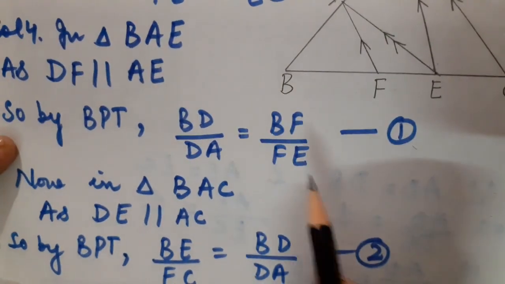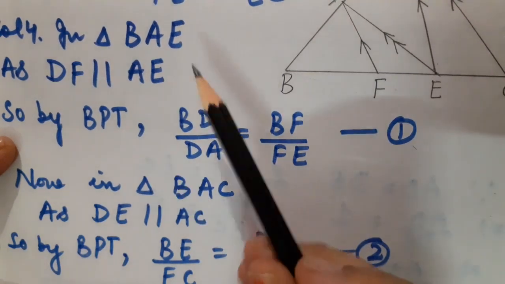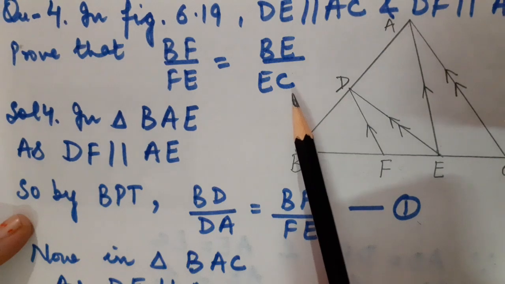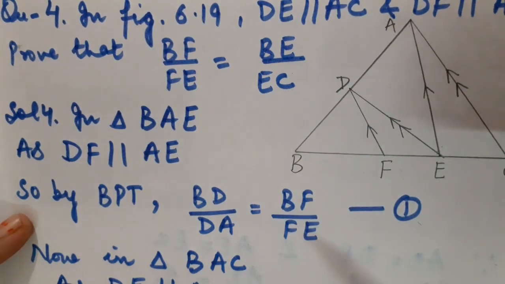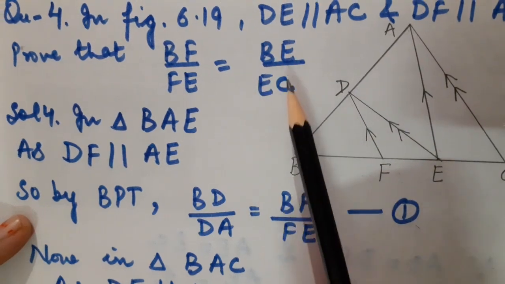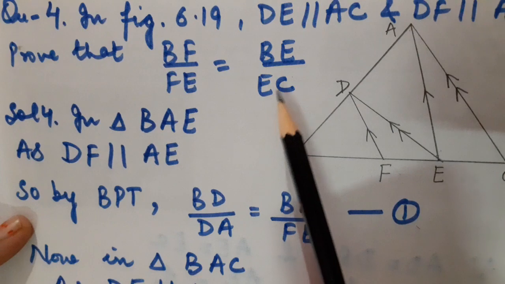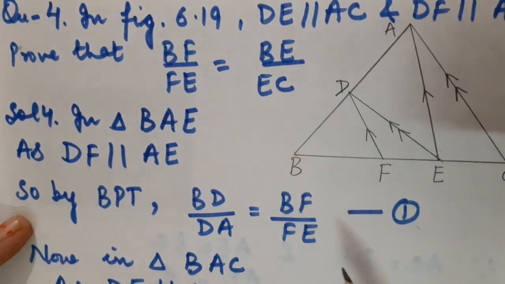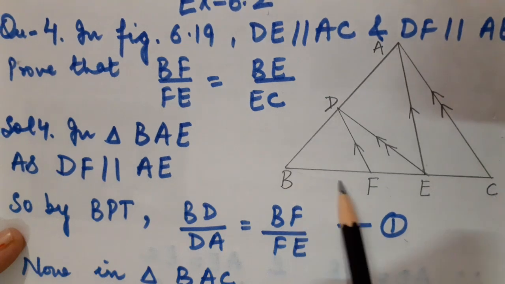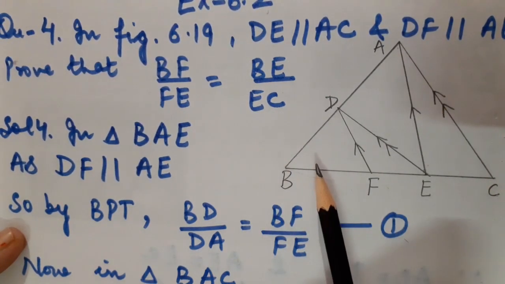Now according to what is to be proved, I want to prove that BF upon FE must be equal to BE upon EC. Correct, children? So what can be done for this? Definitely this BE upon EC will help me choose the appropriate triangle so that I can apply BPT in that very triangle. Now which triangle, children, do I have to take? Just have a look. This is BE upon EC, which means I have to take the complete bigger triangle.